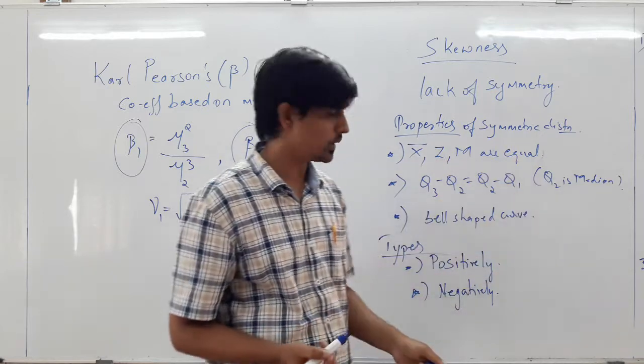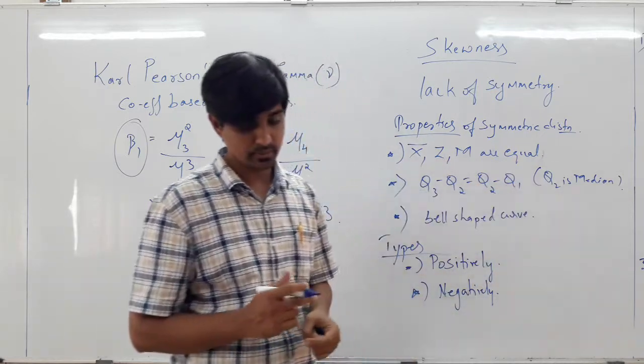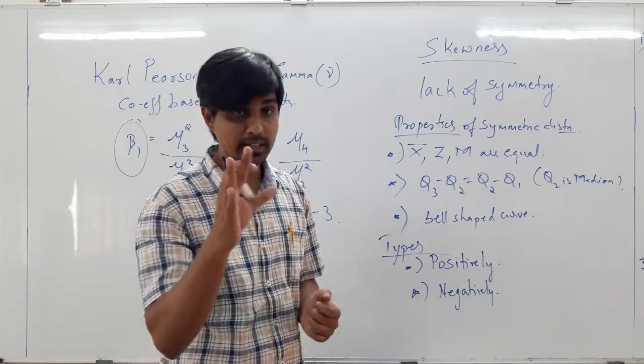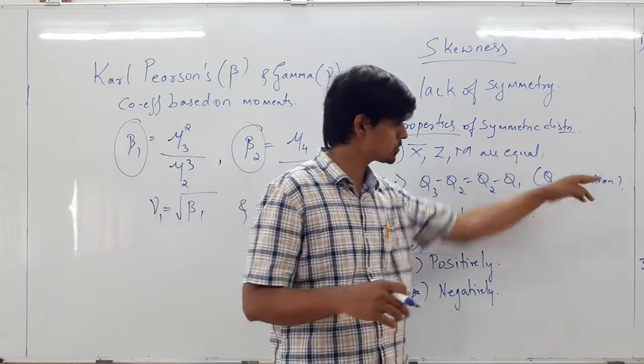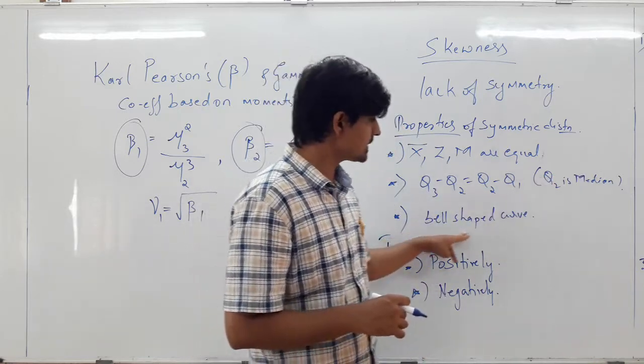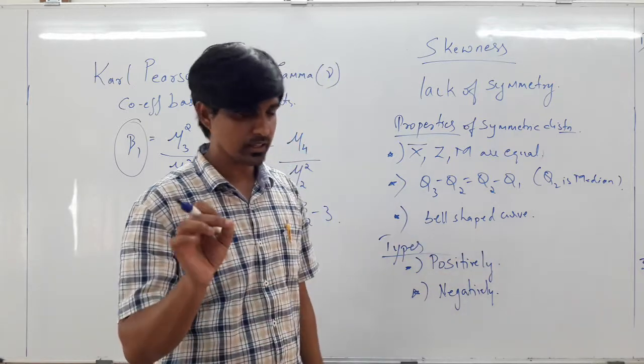Second, the median is always equidistant. The median is equidistant from the lower and upper quartiles. That is, Q3 minus Q2 is equal to Q2 minus Q1, where Q2 is the median. And it is always a bell-shaped curve. I will show you how it is.